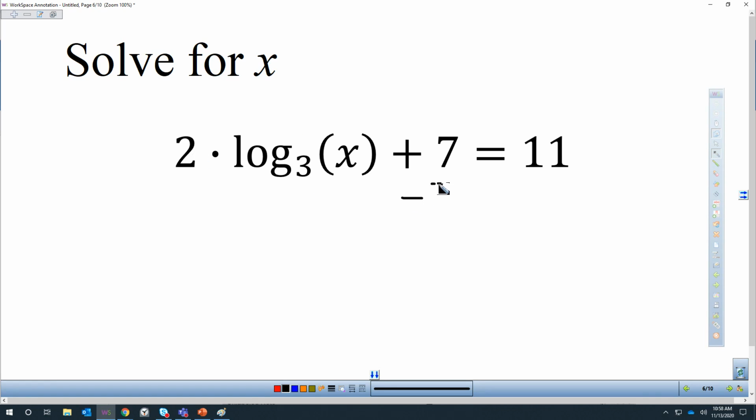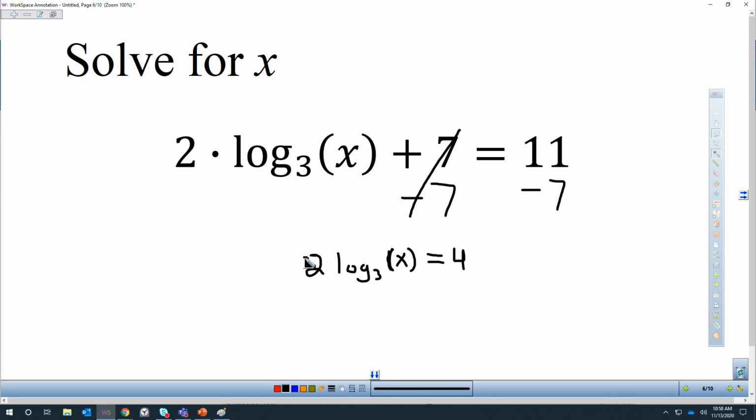So first I'm going to subtract 7 from both sides. And that will leave me with 2 times log base 3 of x. Sorry, my parentheses don't show up too good when I use my mouse. And that is going to equal 11 minus 7. That comes out to be 4.